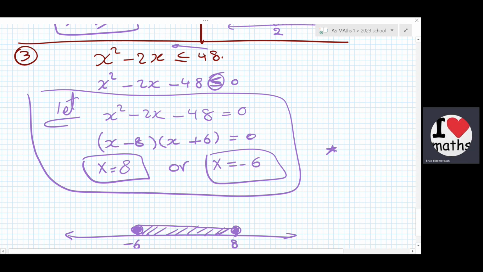It's like two brackets, and these two brackets you just have to factorize. You get the two answers. If the relation is smaller, then it's included. If it's greater, it will be excluded. Do we have a problem with this one?